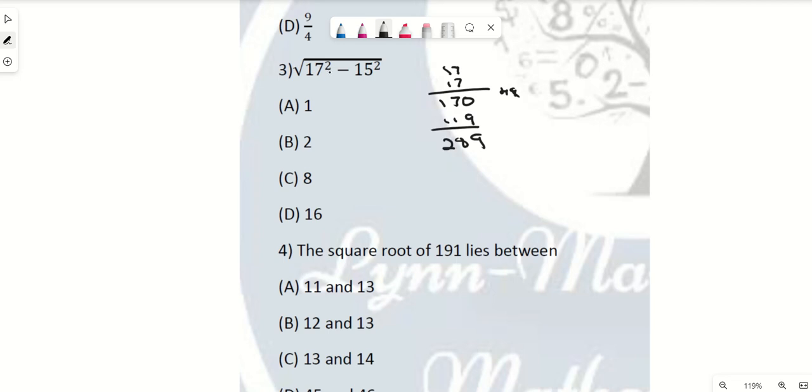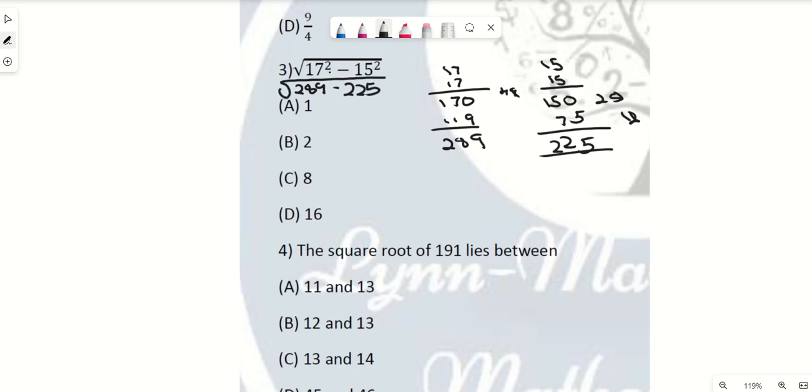So we know that 17 squared is 289, minus 15 squared, which is 15 multiplied by 15. 5 5s are 25, 5 1s are 5, 6, 7, that's 75, plus 150, so this is 225. So it's 289 minus 225, right? And you're finding the square root of that.